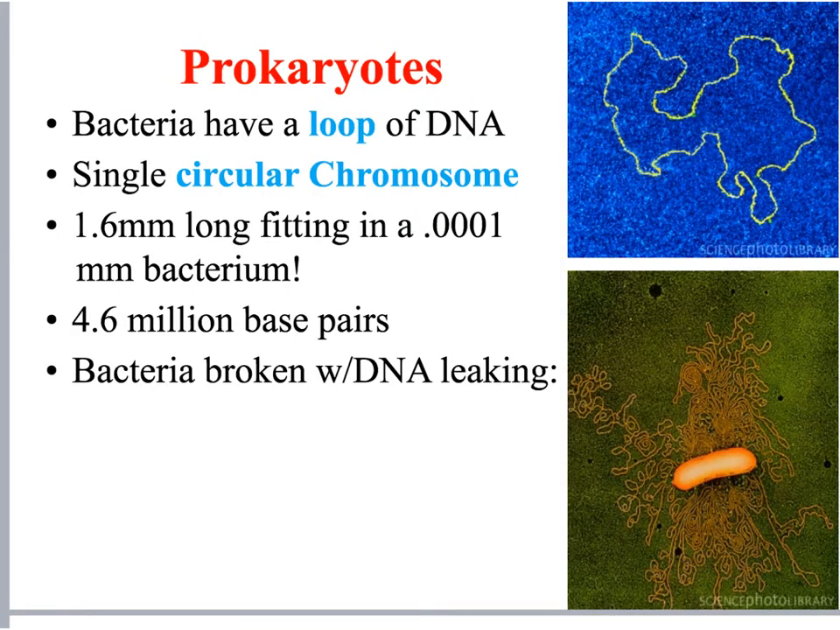All right, so we're looking at prokaryotic DNA, and we're going to differentiate between this DNA and the DNA of the eukaryotic. This blue picture here with the yellow chromosome shows us the circular chromosome of the bacteria. Notice that it is smaller in length.